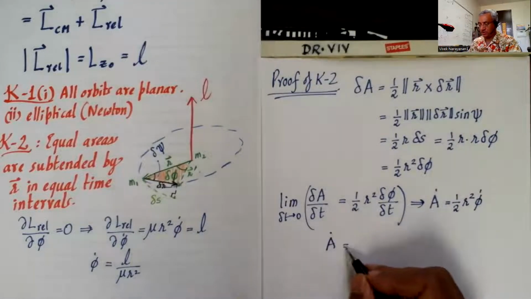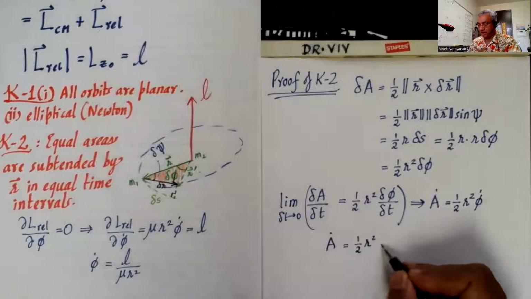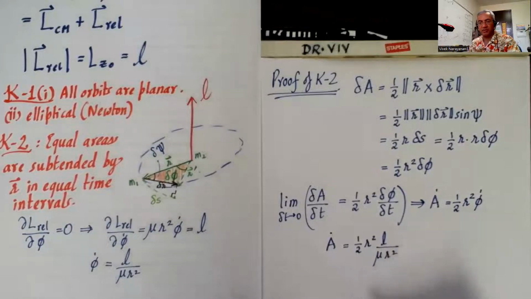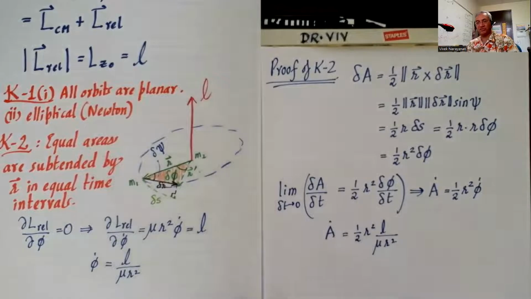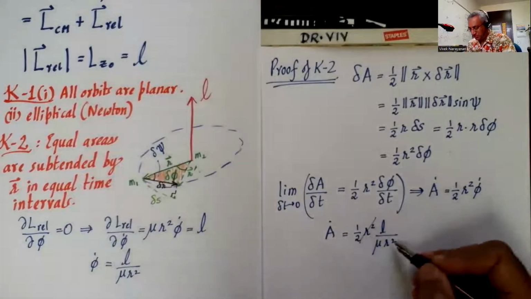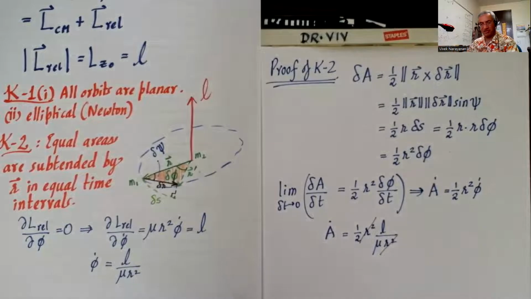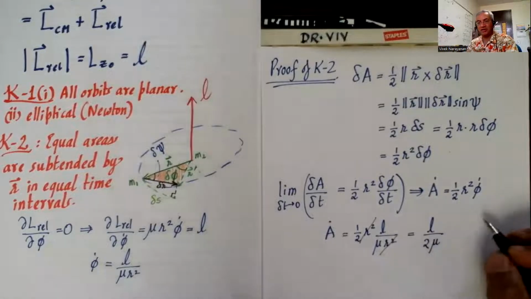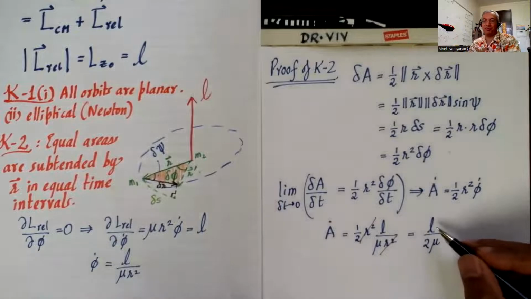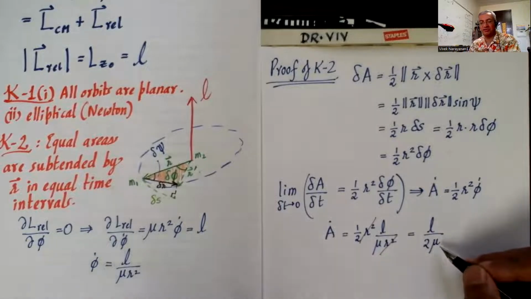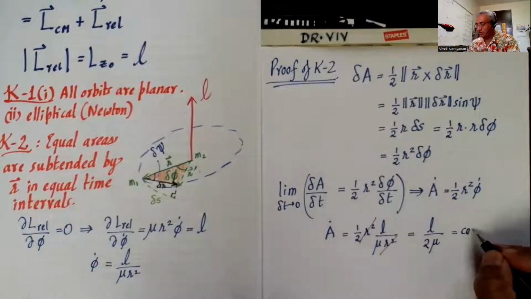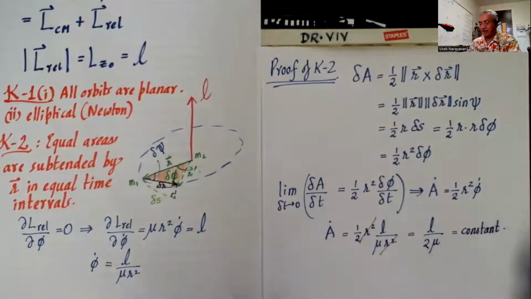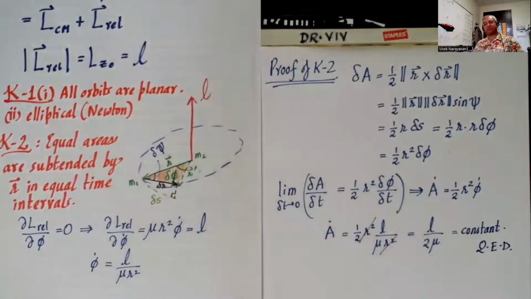Meanwhile, phi dot is that. So I get A dot equals 1/2 r squared L over mu r squared. A miracle happens. The r squared cancels out. Look at how beautiful the universe is. R squared cancels out, and I get L over 2 mu. Well, L is the z component of the angular momentum, which is constant, and mu is the reduced mass, and that's also constant. So this is constant, and we have proved Kepler's second law. The rate of change of area is a constant.